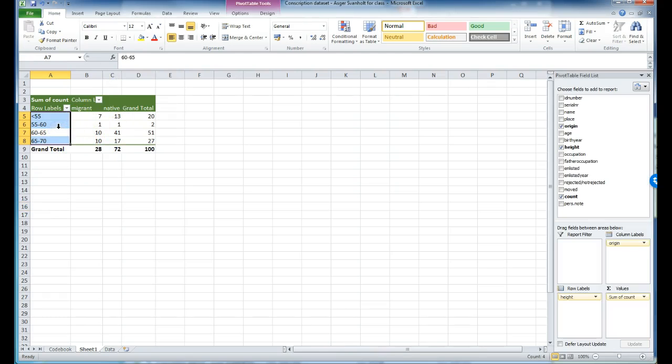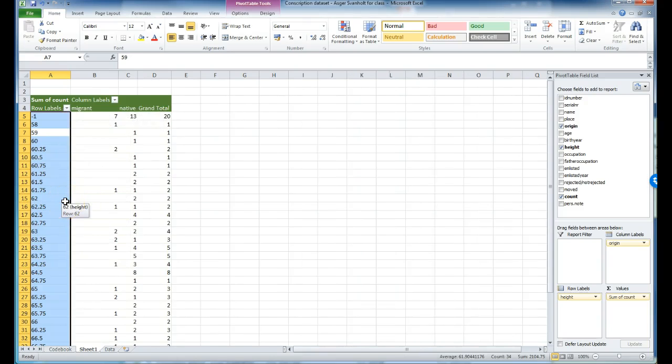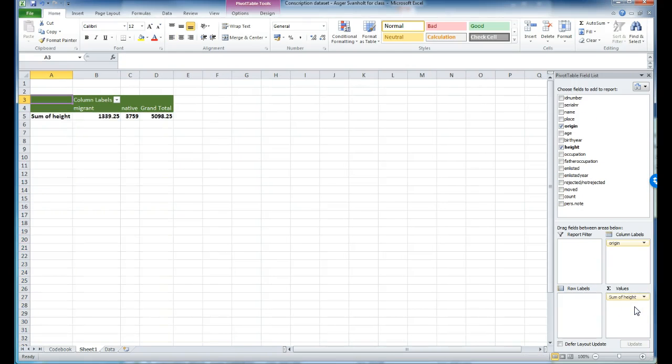But sometimes we want to do something more, and we can actually compute the averages. So let me ungroup this for a second. Rather than grouping things, what we can do is compute averages, and then we also get some interesting results. Instead of summing count, because we were counting people, we take this from here and move height from row labels to values, and see what happens. It is now adding heights. It is basically adding up the height of each individual, which is not very helpful for us now. So let's see what else we can do.